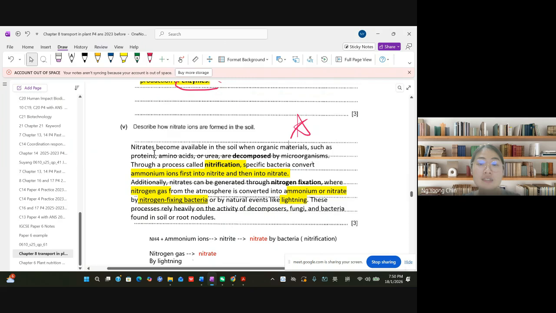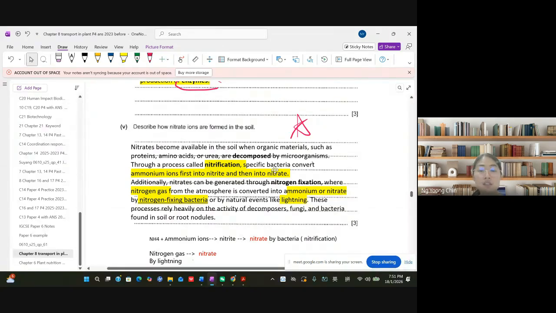So that's why nitrate becomes available in soil whenever organic material such as proteins is decomposed by microorganisms. This process is called nitrification. The bacteria will convert the ammonium ions, NH4 plus, into nitrite and then nitrate. So this process shows how bacteria produce nitrates from the ammonium compound. This is carried out by the nitrifying bacteria.